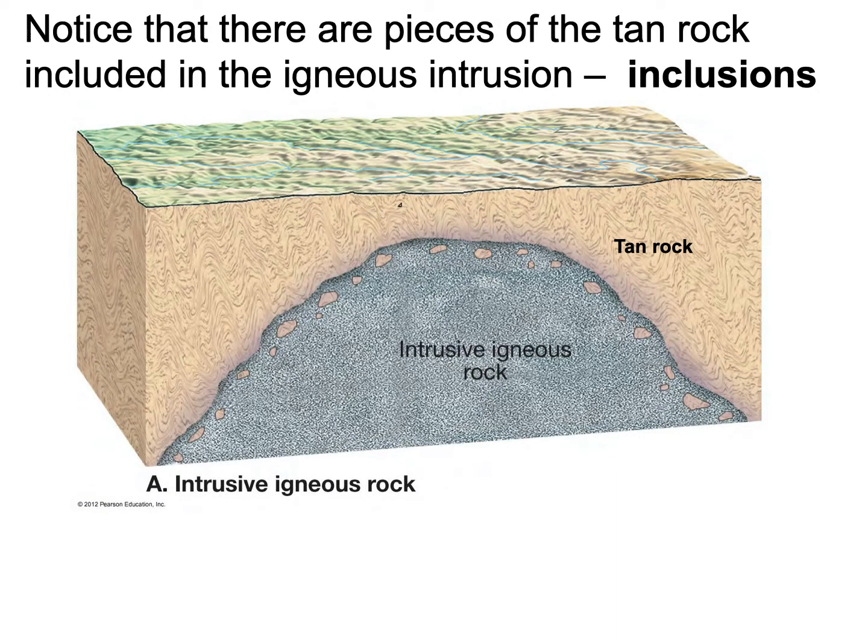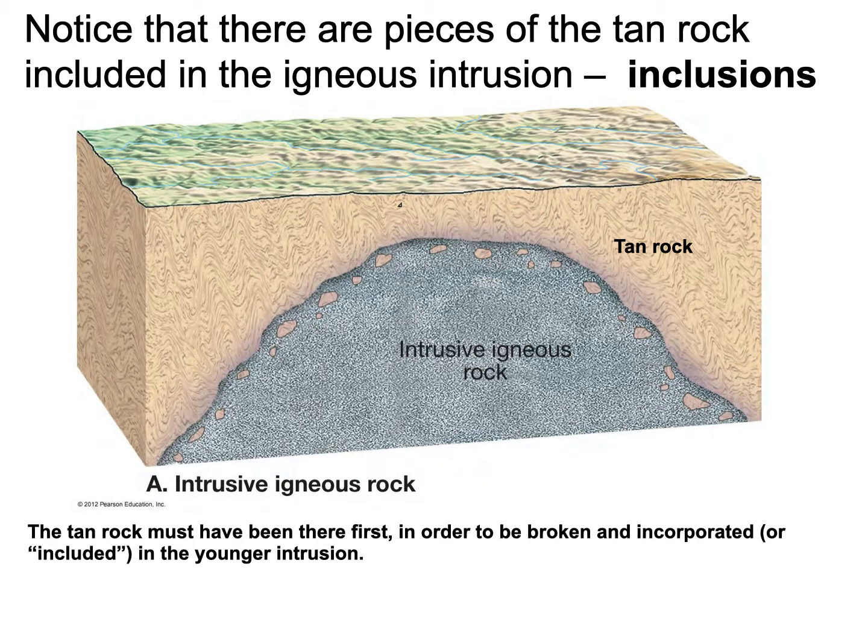Another thing that geologists would look for is you might notice there are pieces of the tan rock that seem to be incorporated or included into the outside of that igneous intrusion. So that outer sort of area just inside the metamorphic rim, there are chunks of that tan rock. Those are called inclusions. The interpretation a geologist would make is that tan rock must have been there first in order to be sort of broken up and incorporated or included into that younger intrusive rock. So inclusions in general are pieces of older rock that are included in a younger rock.